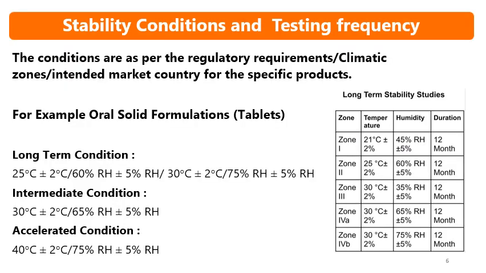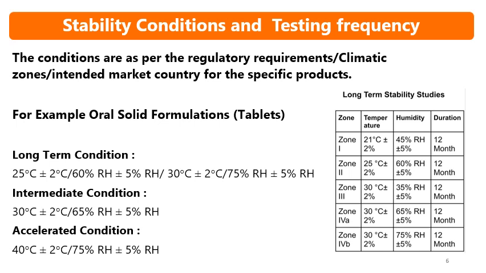Stability conditions and the testing frequency. It is very important to have a clear understanding about the stability conditions and what the frequencies are. So conditions are determined based on the market requirement for the formulation, the regulatory requirements and guidelines, and also the stability zones or climatic zones. So zone 1, 2, 3, 4A and 4B. First of all you should have the information where the product is going to be launched or marketed, and based on zones stability studies can be performed. Generally the long term condition, intermediate condition and accelerated condition are the conditions for which the stability study is performed. The conditions are as per the regulatory requirements, climatic zones and the intended market country for the specific products.